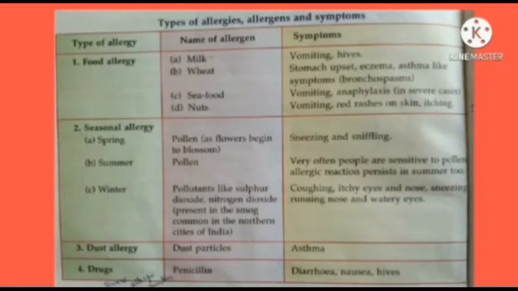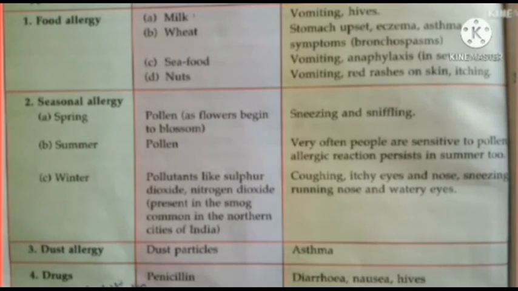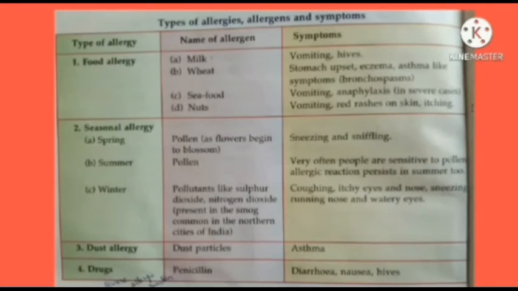Now students, I am going to explain one chart for you. This table will make your study very easy. It shows types of allergies, types of allergens, and which symptoms this particular type of allergy shows. So students, one by one I will explain. The first type of allergy is food allergy, and the allergen is milk. Milk shows the allergy with signs and symptoms of vomiting and hives. The next food allergy is wheat, and the symptoms are stomach upset, eczema, asthma and bronchospasm.